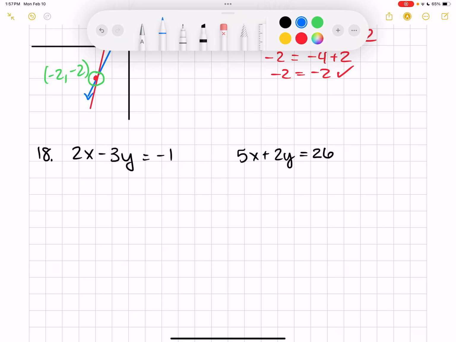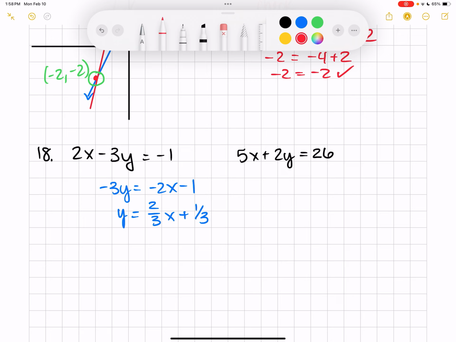All right, I need to get y by itself. How do I do that? I can't do that yet. Subtract 2x first, so I get -3y equals -2x minus 1. Now what? Now we divide by -3. So I get y equals 2/3 x plus 1/3. So this is my new equation.